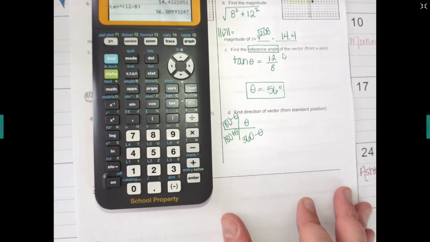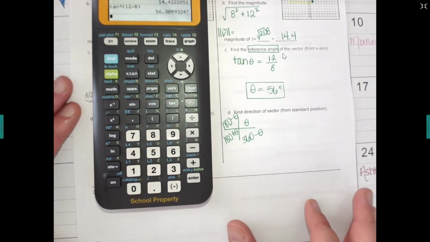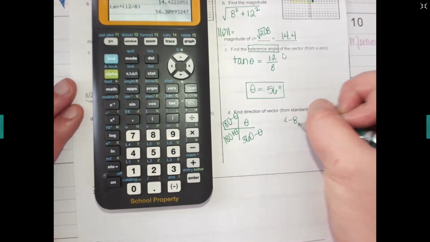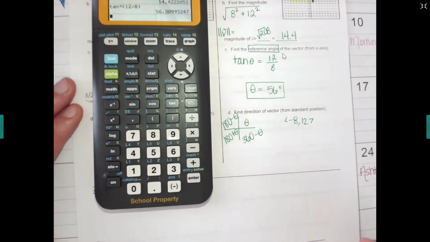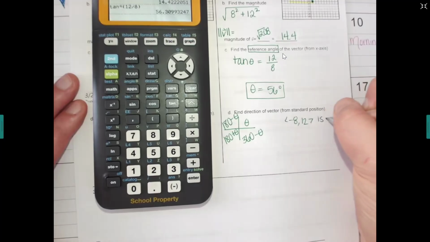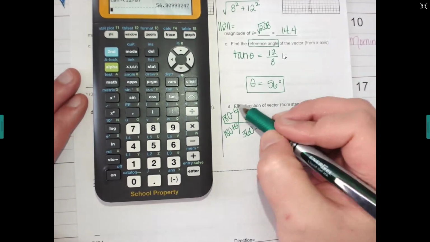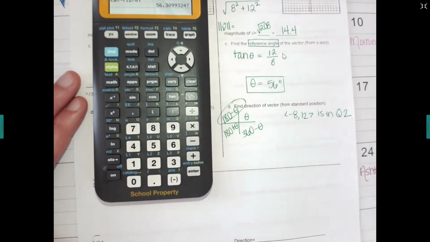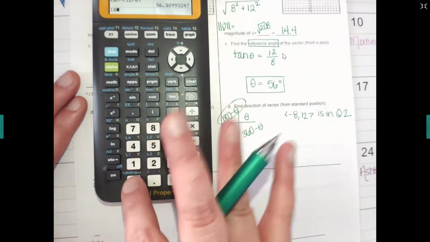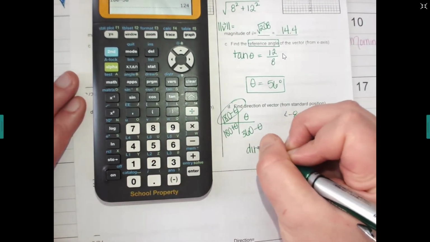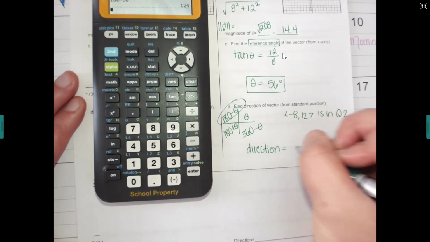Then from there, I want you to think about which quadrant -8, 12 would end up in. If it's -8, 12, I'd have to go to the left, and then I'd have to go up. What quadrant does that put me in? It's in quadrant 2, and it's that 180 plus or 180 minus? 180 minus. So in your calculator, you do 180 minus 56. Your direction is 124.